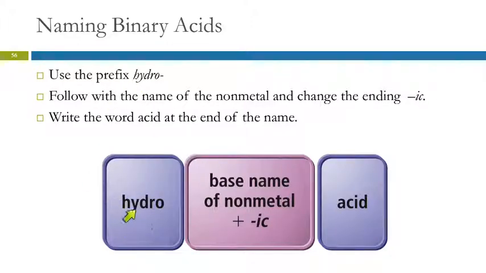So we're going to use the prefix hydro to specify the hydrogen, and then use the base name of the nonmetal. So if it was chlorine, you take the chlor and you change the ending to ic, and you put the word acid at the end. So all of the acid names have the word acid in them. Makes it nice.